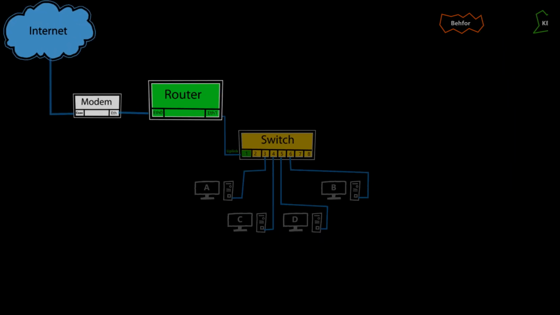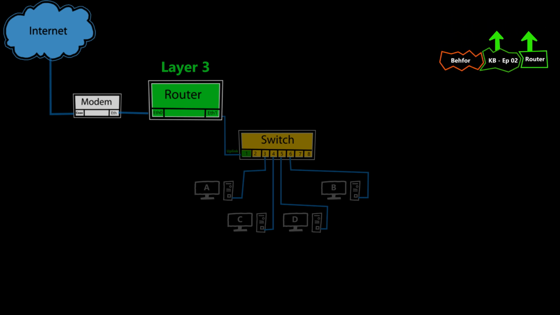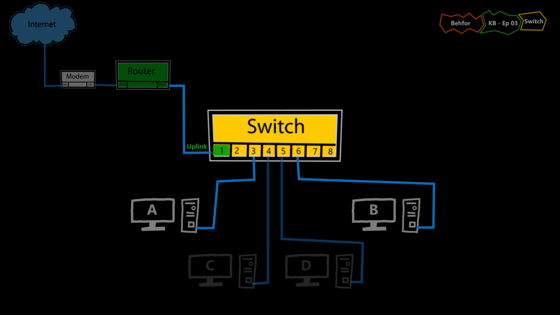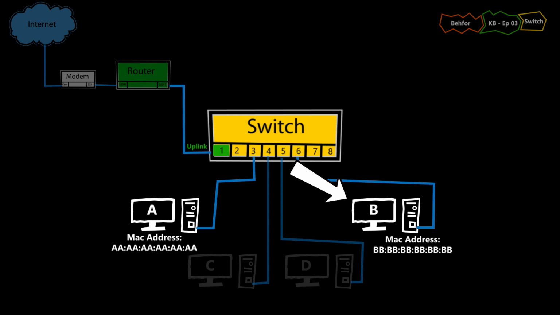Now, unlike a router, which is a layer 3 network device and uses IP addresses to route the traffic between different networks, a switch is actually a layer 2 network device and uses the MAC addresses of devices to forward the traffic between them. For example, here in this network, when device A with this MAC address wants to talk to device B with this MAC address, it will send a frame to the switch.